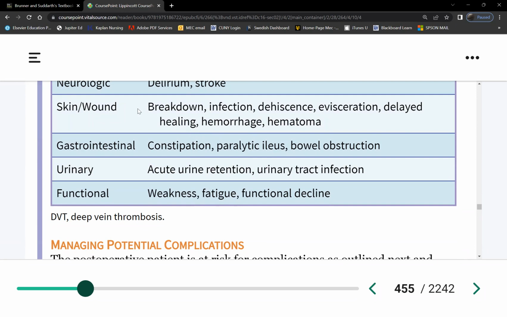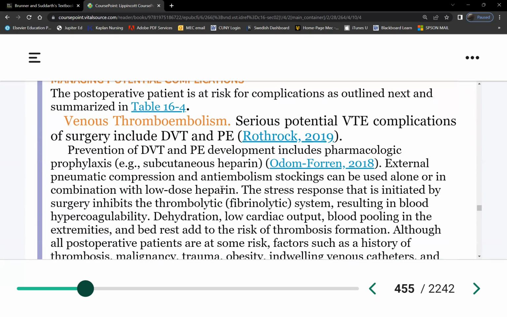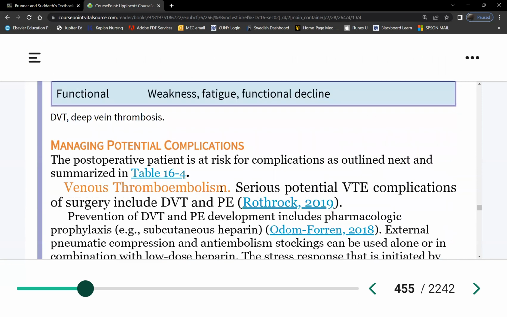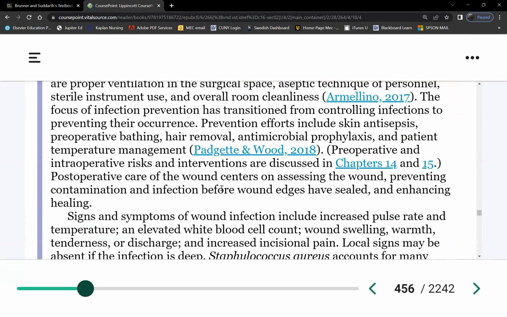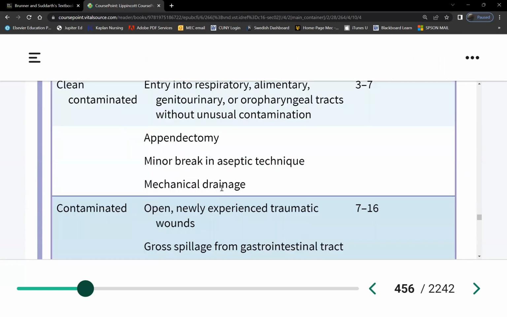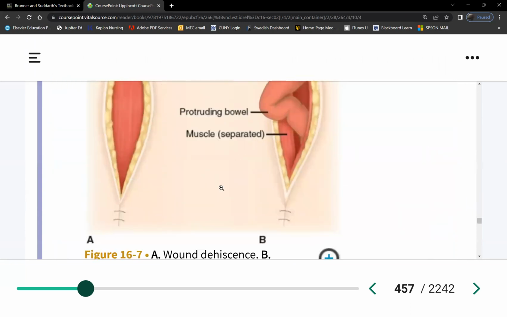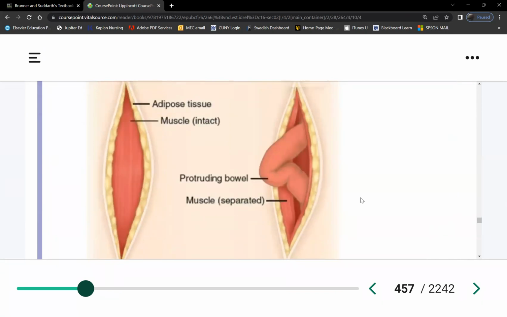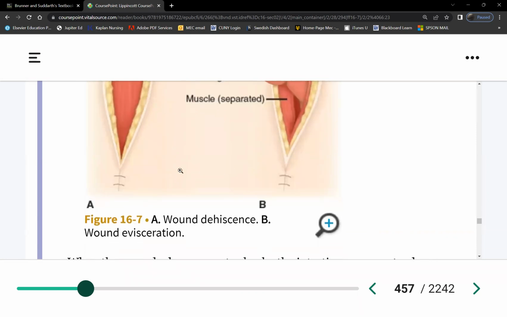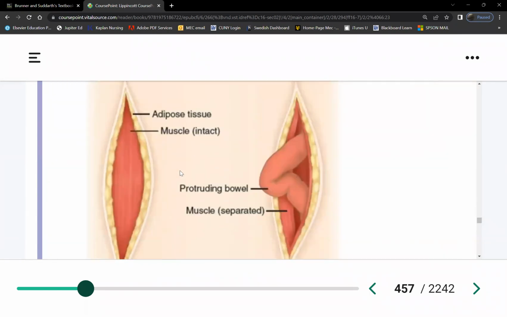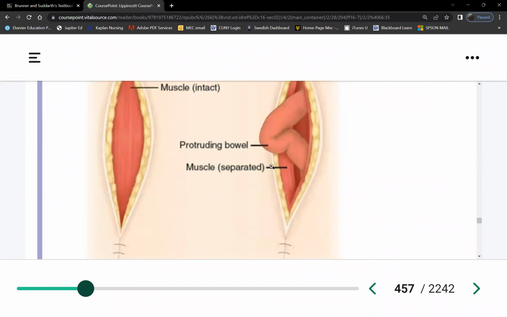You can read. I'll go to the management of dehiscence, because for DVT and PE, we have a separate chapter for that, don't worry. Let's go to this one. Okay, so management for this. Which one is dehiscence? Left or right? Which one's evisceration? The first one, evisceration. Dehiscence, evisceration.